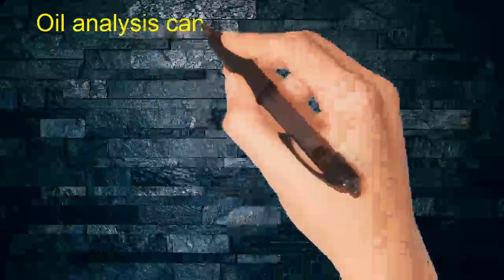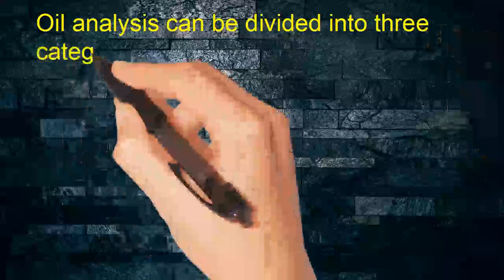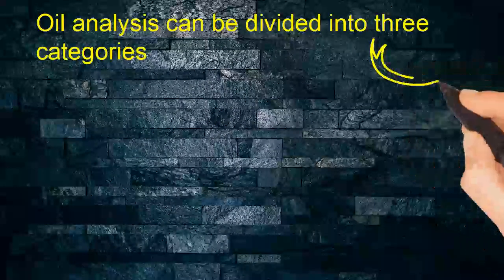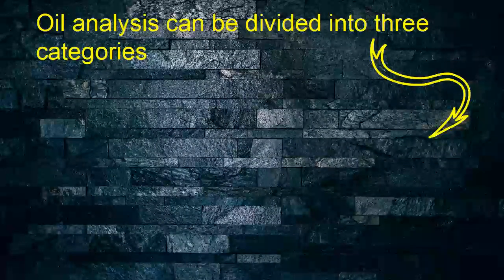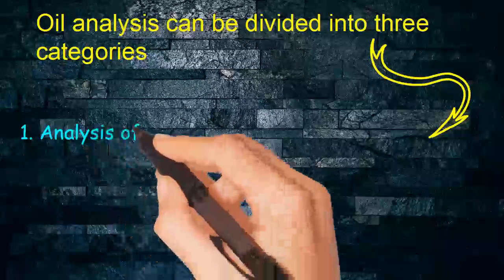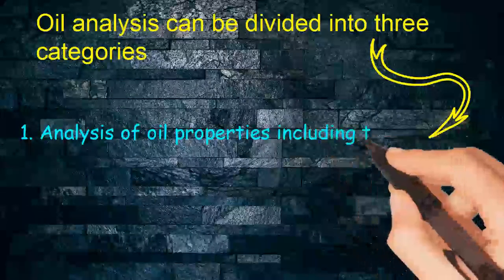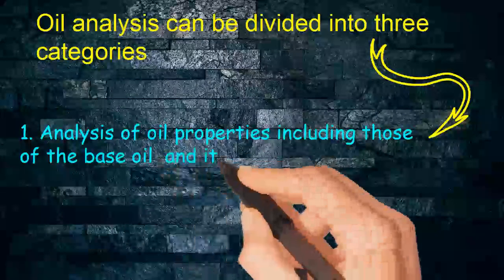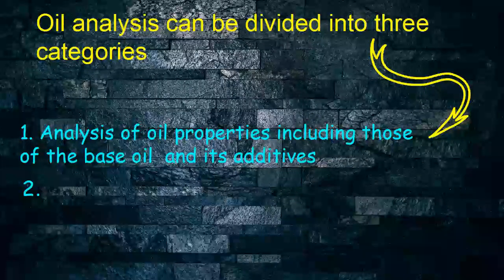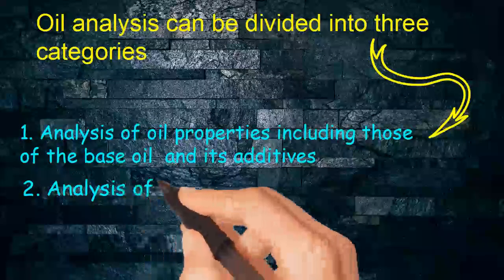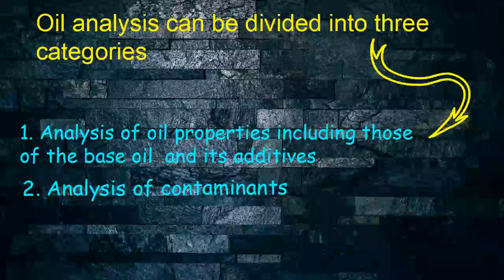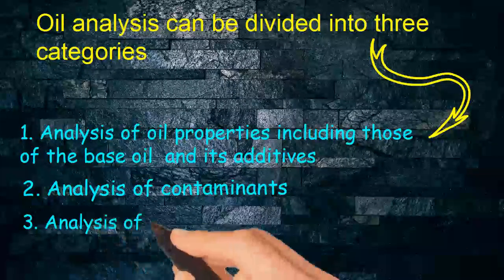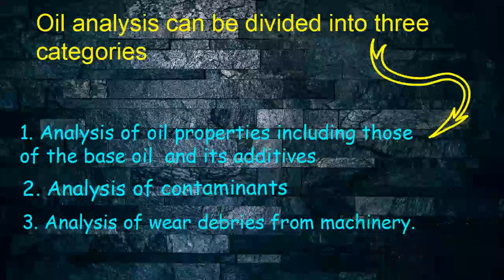Oil analysis can be divided into 3 categories. 1. Analysis of oil properties, including those of the base oil and its additives. 2. Analysis of contaminants. 3. Analysis of wear debris from machinery.